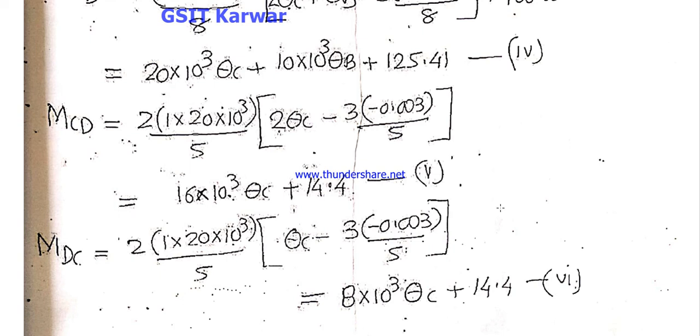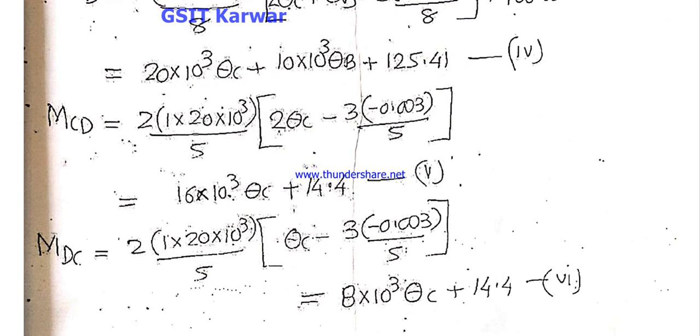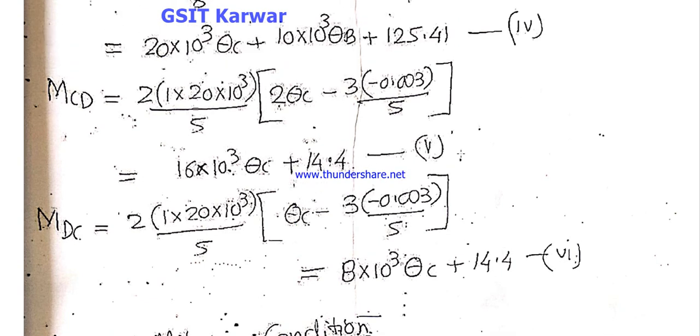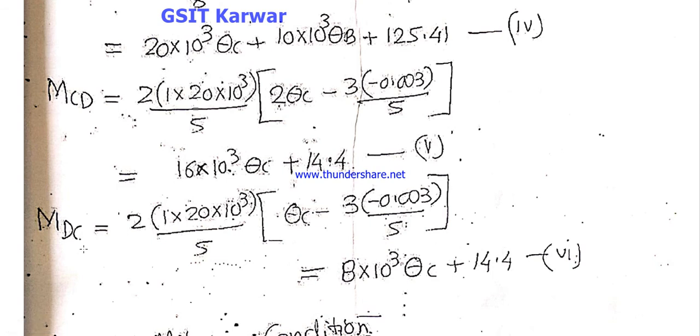And after considering span CD, for calculating moment CD, the delta value is minus 0.003. Okay, and also here, 2 is there, so why 2? Because there 2I is given, and here 1 is there. Why? Because just 1 I is given, so here I wrote 1. Okay, and after simplifying you are getting equation number 5, and similarly calculate the moment DC. You are getting equation number 6.